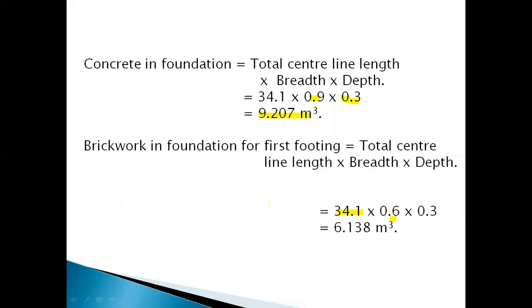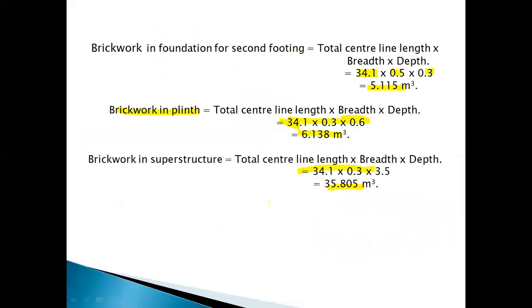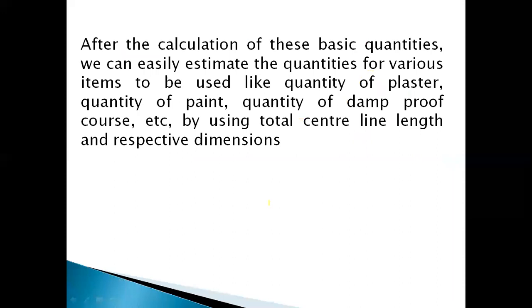So here we calculated the earthwork, concrete foundation, brickwork in first footing, second footing, and brickwork in plinth. Next one, brickwork in superstructure. Every problem must have these portions calculated. So after the calculation of these basic quantities, we can easily estimate the quantities for various items we use, like quantity of plaster, quantity of paint, quantity of damp proof course, etc., by using the total central line length and respective dimensions. Okay, clear? This is the sample problem.